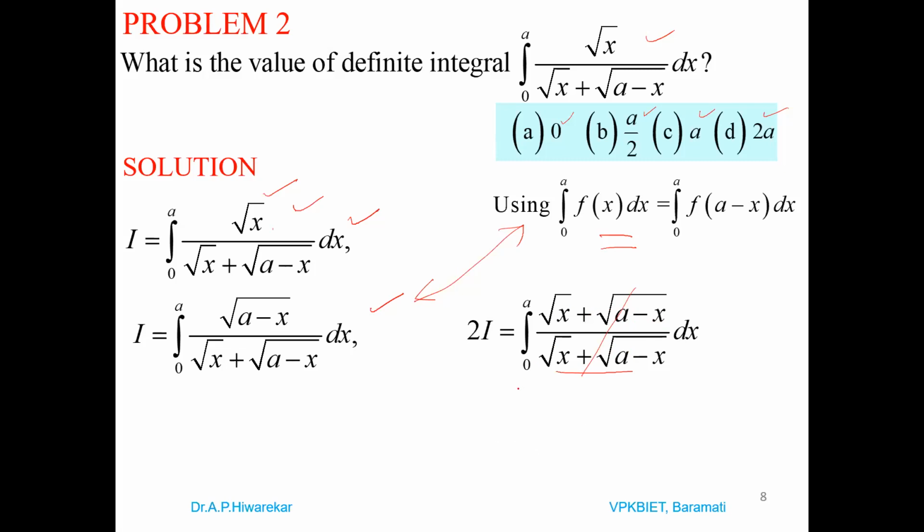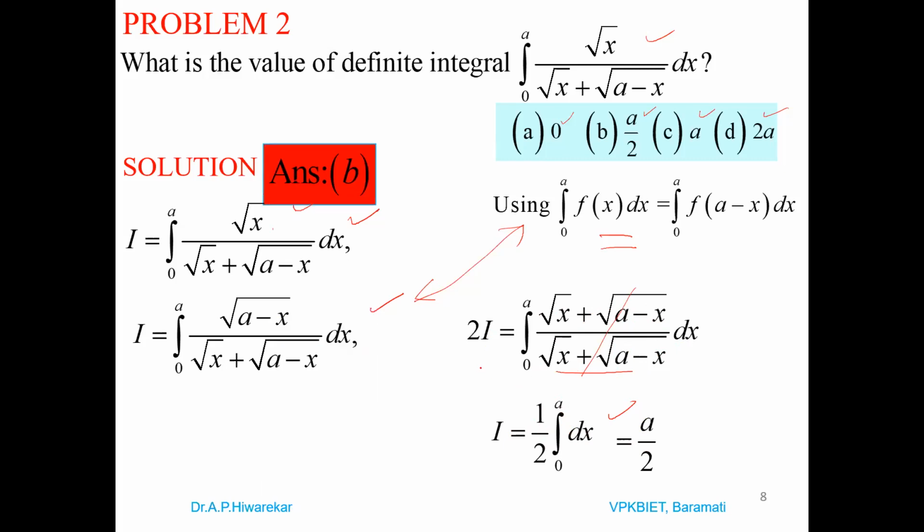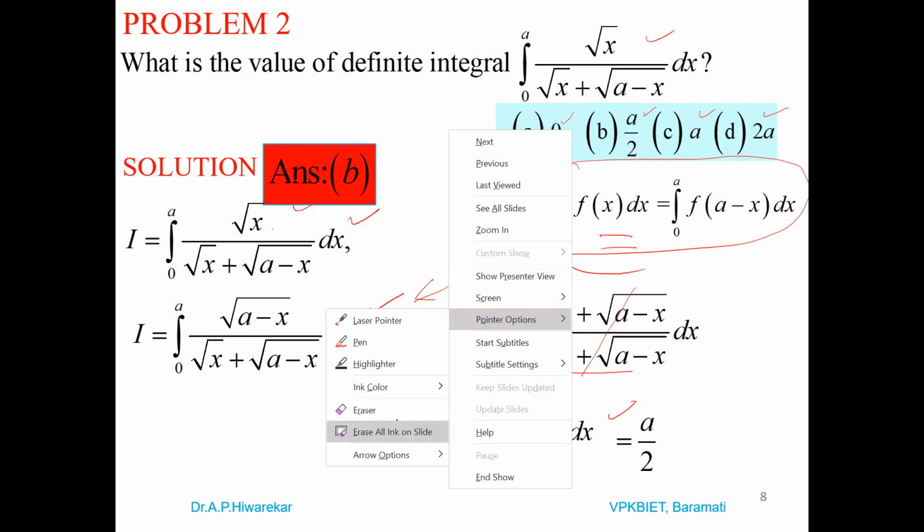So 2I is the integration from 0 to a of dx. So I is 1 by 2 times the integration of dx, and the integration of dx is x, with limits 0 to a. So you will get a. So I is a by 2. It is very clear. So I is a by 2, which means our option is B. This problem is just based on this formula, nothing else. There is no twist. It is straightforward, and it appeared in the GATE examination.